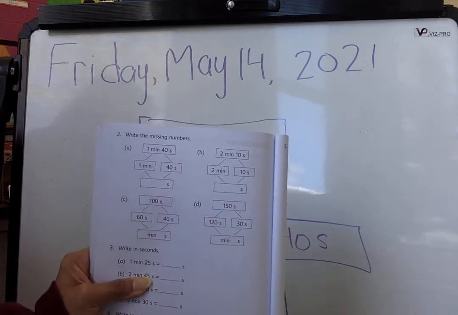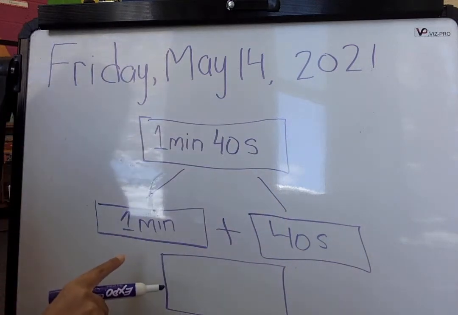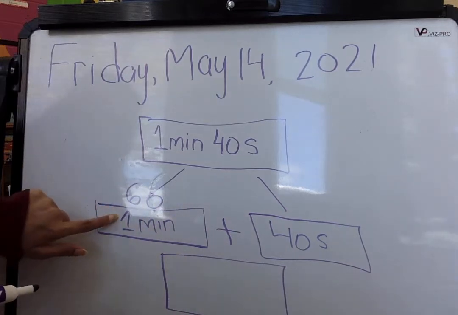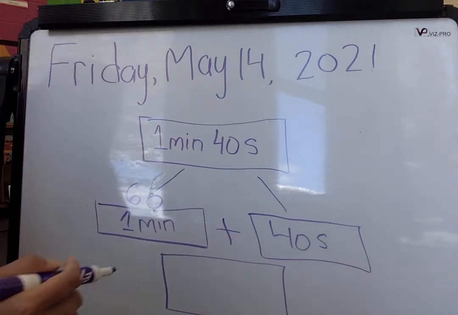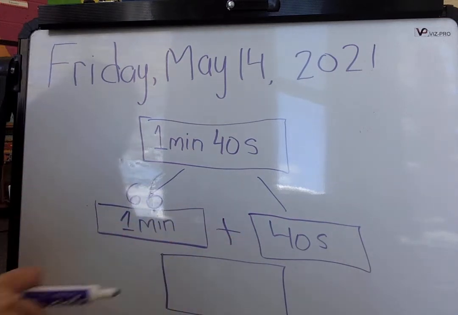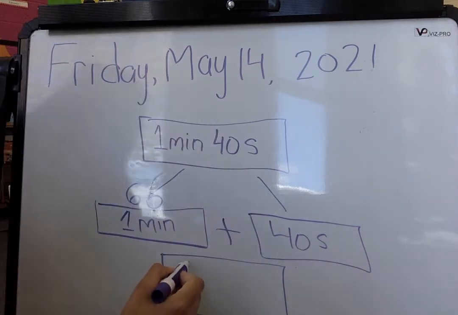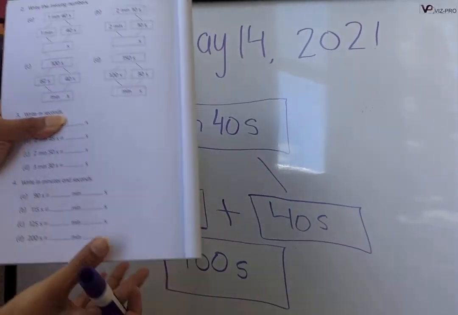Which means we are doing 60, because 1 minute equals how many seconds? 60 seconds, right? So 60 plus 40 seconds, how many seconds should it give us? It should give us 100 seconds. Does that make sense? So that's how we are going to do these questions.